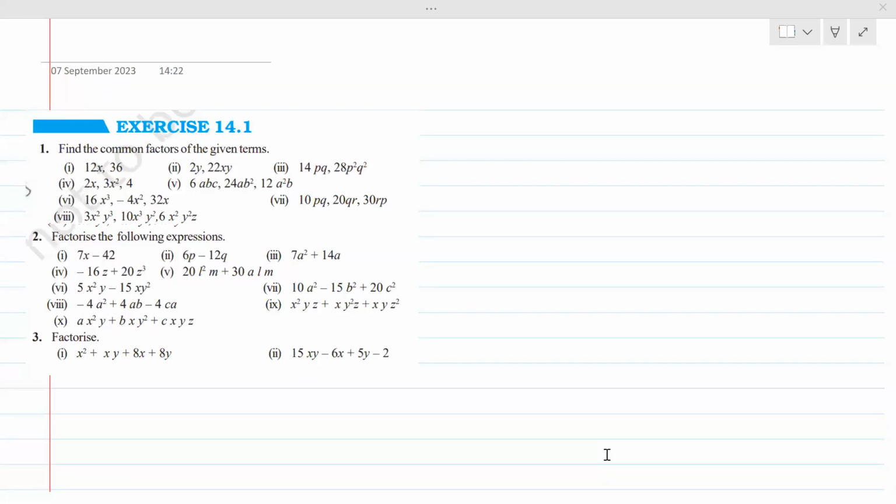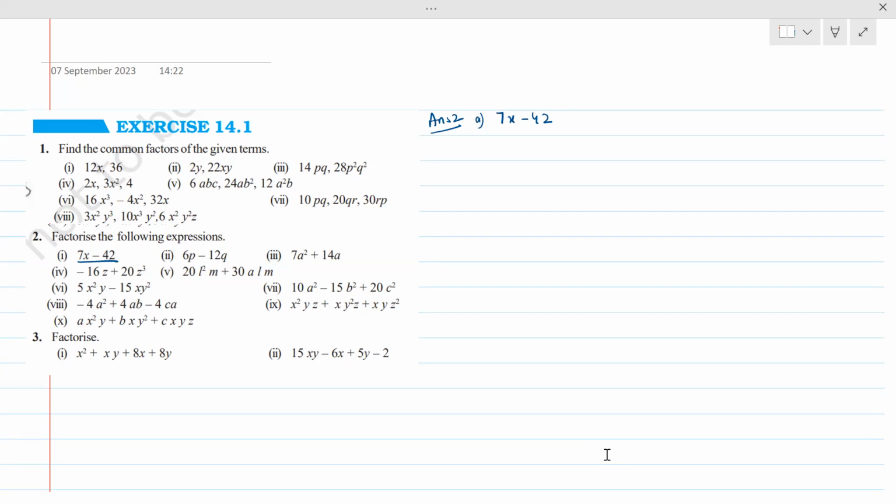Let's talk about answer 2. In this, you have to factorize. Factorize only means that you have to find the different factors. In the first question, you found the common factors, but now you have to find the factors of that. Okay, understood the difference? That was the common factor, but now you have to find all the factors.